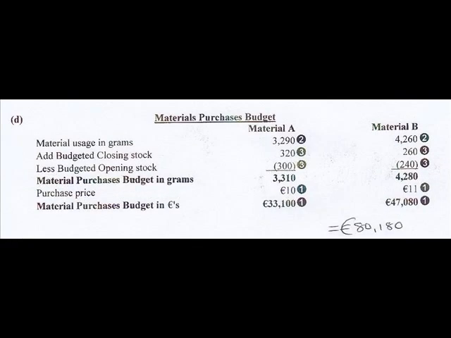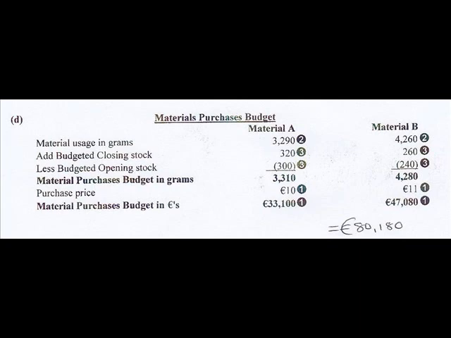Next we move to the material purchases budget. We've already calculated how much raw materials we intend to use. So let's take material A. We've just calculated that we're going to use 3,290 grams of material A in production. We also intend to have a closing stock, the question tells us, of 320 grams. So we'll add that in, but we already have 300 grams of material A in stock, so that means we need to buy only 3,310 grams of material A.